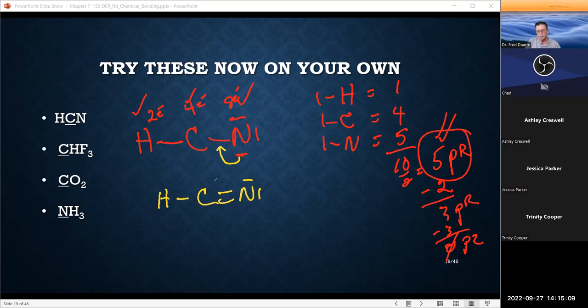Now, double check, make sure you still got 5 pair. Got 1, 2, 3, 4, 5. Okay, I'm still good with 5 pair. All right, go back and check your octet. Nitrogen is still good. Nitrogen has 2 pair that are not bonded, and then 2 pair that are bonded and shared with carbon. But now hydrogen's okay with 2 electrons. Okay, but carbon now has 6 electrons, so we're not there yet.